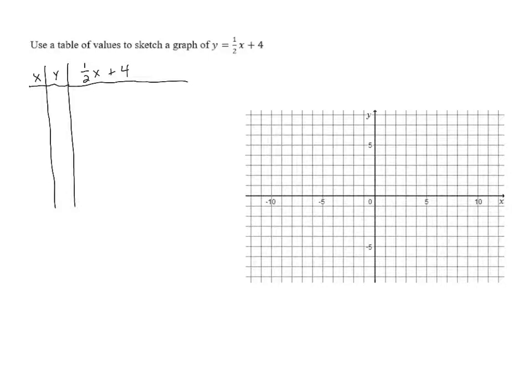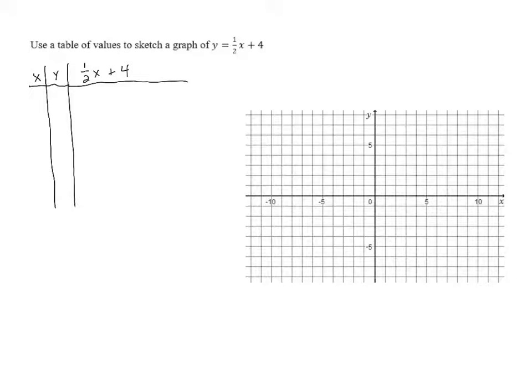In this problem, we want to be a little bit more careful about which values we pick for x. If we pick x equals 1, for example, 1/2 times 1 is 1/2, plus 4, we end up with 4.5. We get an answer that's not an integer. And there's nothing wrong with that, but the math is always going to be easier when we have integer answers, and the points are going to be easier to plot more accurately, and we'll probably make fewer mistakes.